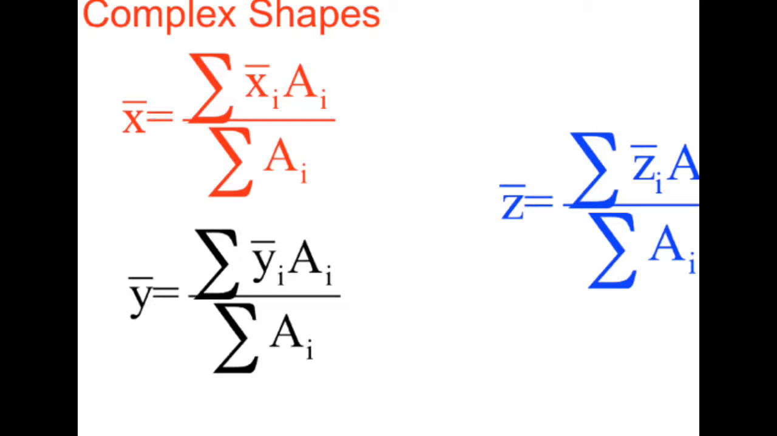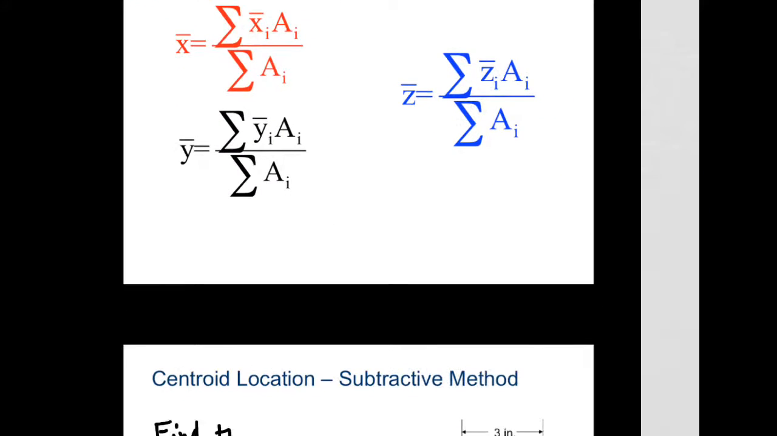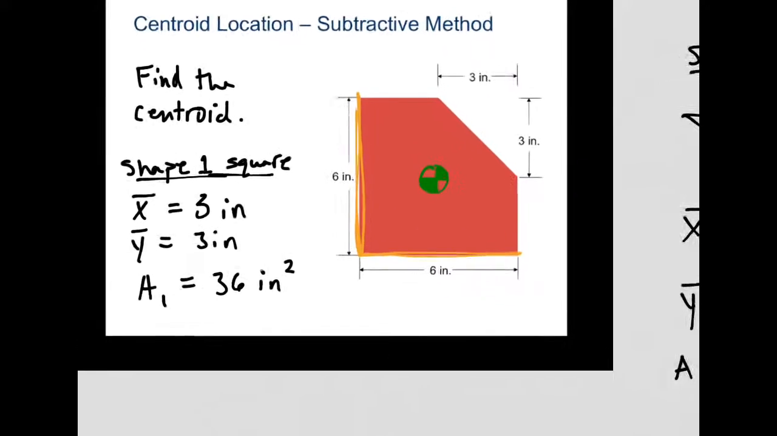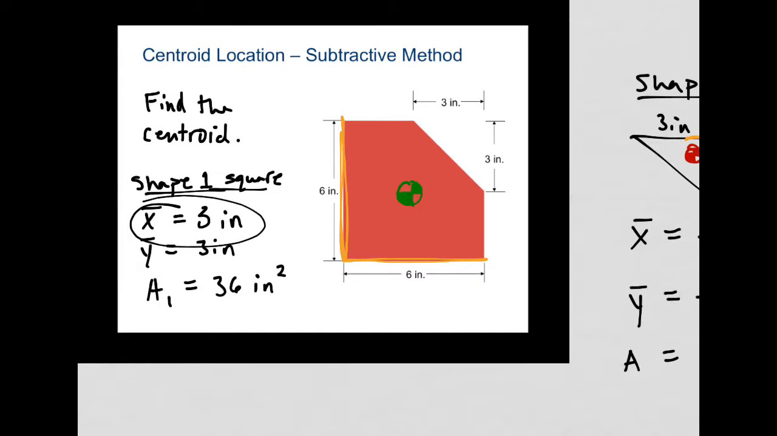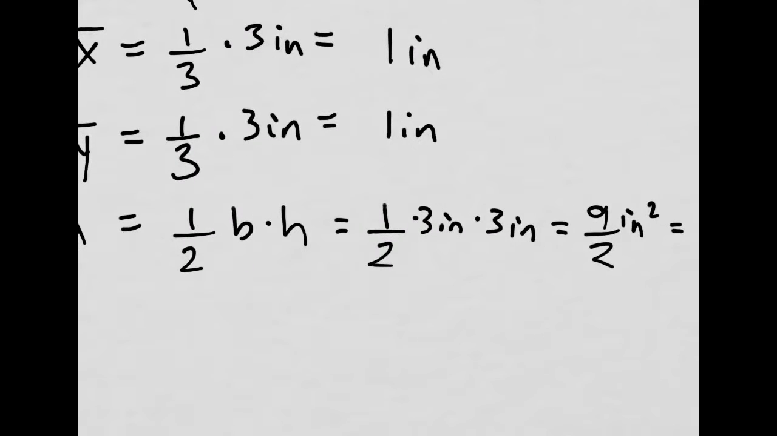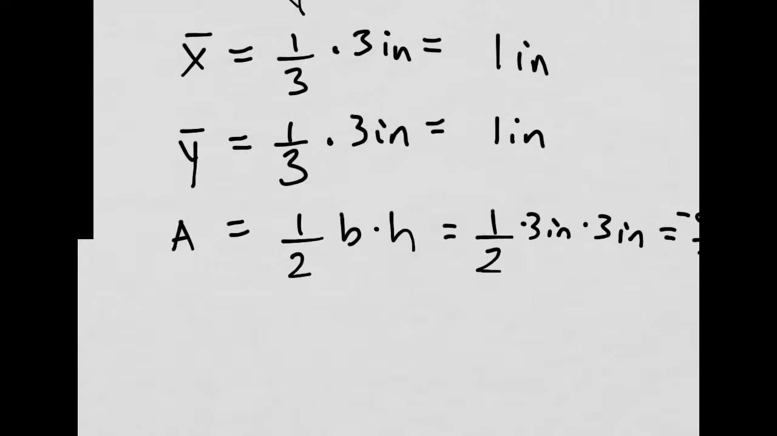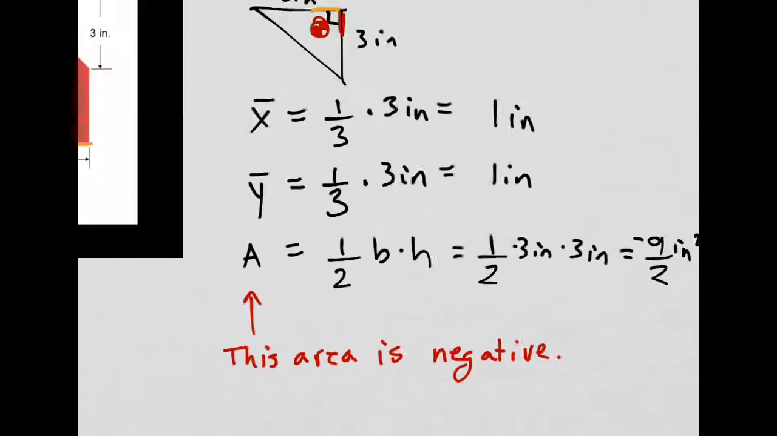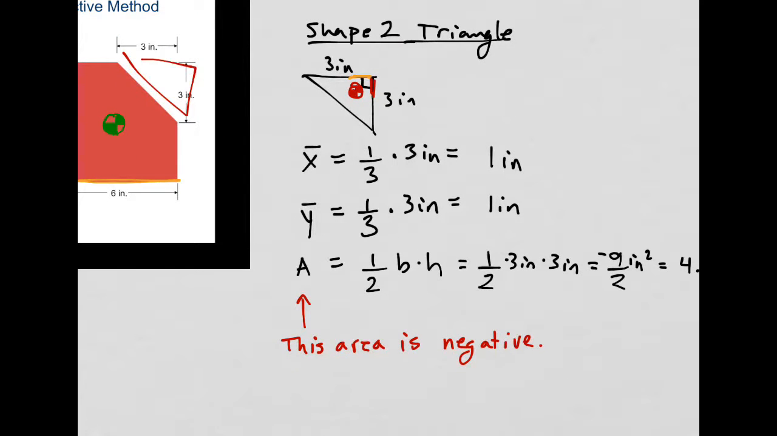So what am I going to do? For the X direction, for X bar, for the entire shape, I'm going to take my X times the area. Oh, sorry, this one's a negative area, right? Because it's non-existent. So we'll consider this negative. So that area is negative because the triangle is missing. So hopefully that makes sense.